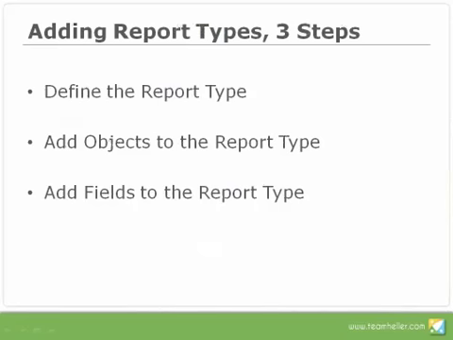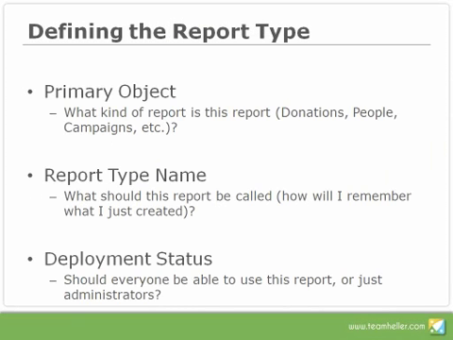In order to add a report type, there are 3 steps. The first thing is to define the report type. The second is to add objects to the report type. And the third is to add fields to the report type. If you go through these 3 steps, you'll end up getting what you need for your ending report. Let's walk through it. Let's take the first step, defining the report type.